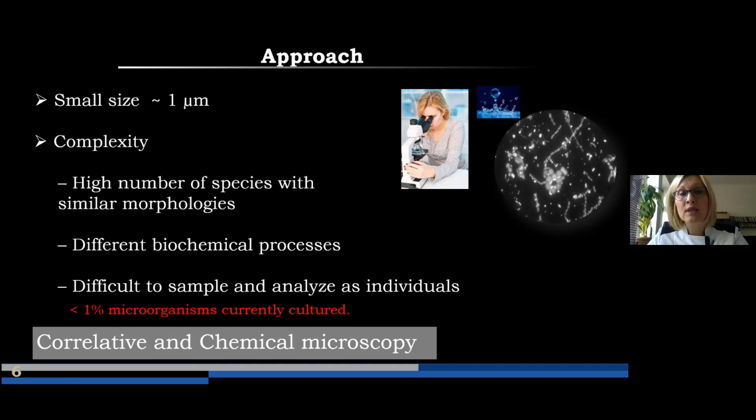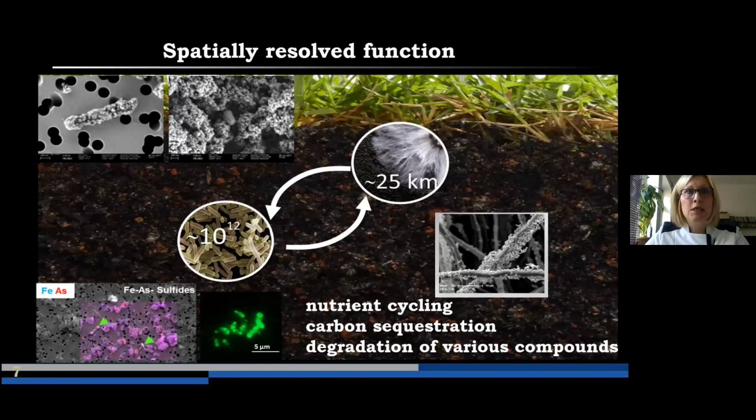And what is important is that most of the microorganisms from the environment are very difficult to cultivate in laboratory, so that you can find out more about their function and activity. So the tools we are working with, and I am going to present today, are correlative and chemical microscopy, and how one can use these microscopic techniques to understand microbial cell function and activity. So what do these microscopic tools provide you with?